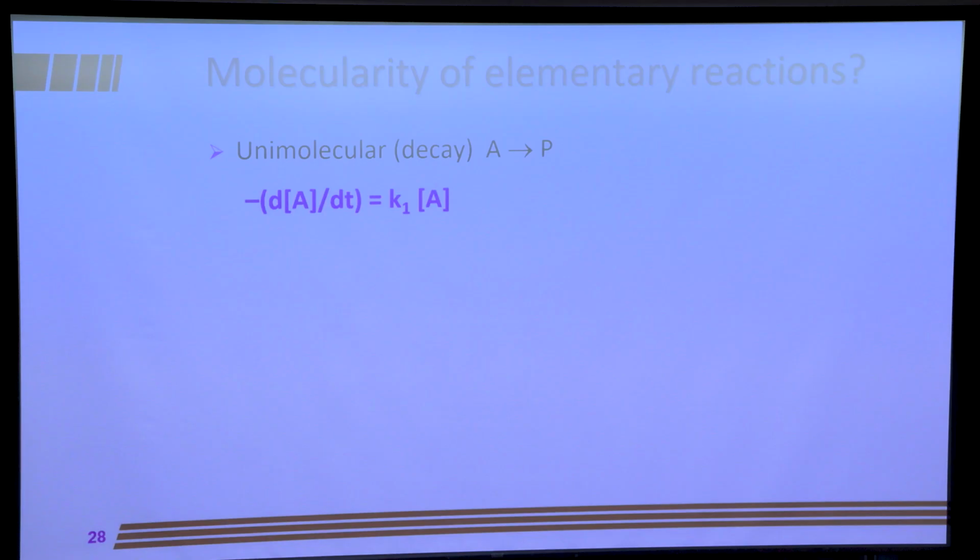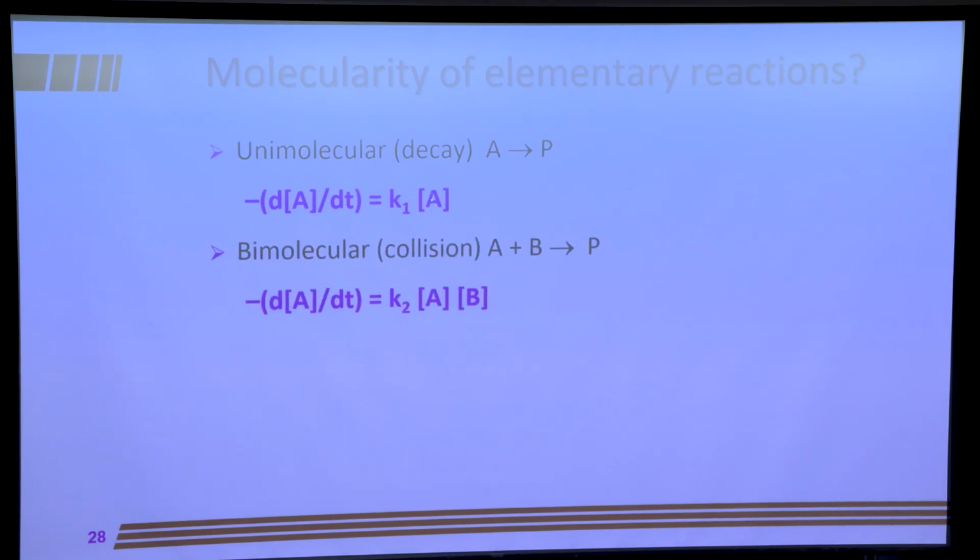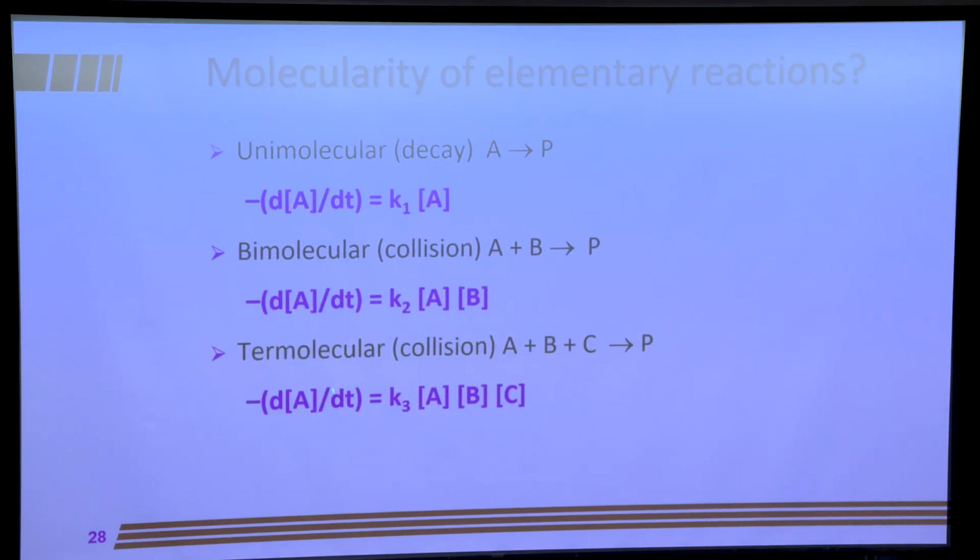So the molecularity then of a reaction: we have A giving us products, the negative change in concentration of A with respect to time is equal to the rate constant times the concentration of A. And so that's first order. That's unimolecular. Bimolecular collision, A plus B giving us P, that's equal to the second order rate constant times the concentration of A to the power of 1 times B to the power of 1. And then termolecular, we have A plus B plus C giving us products. The rate is equal to the third order rate constant times the concentration of A to the 1, B to the 1, and C to the power of 1.